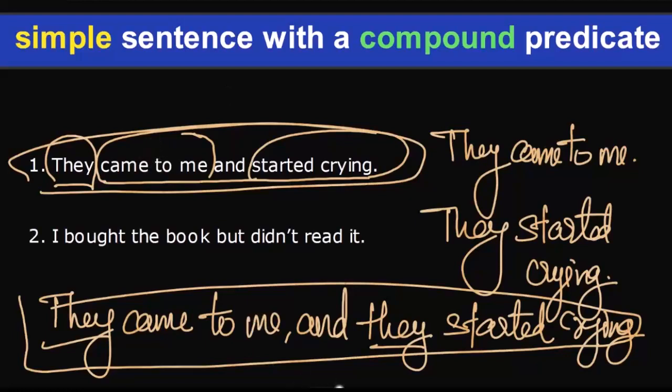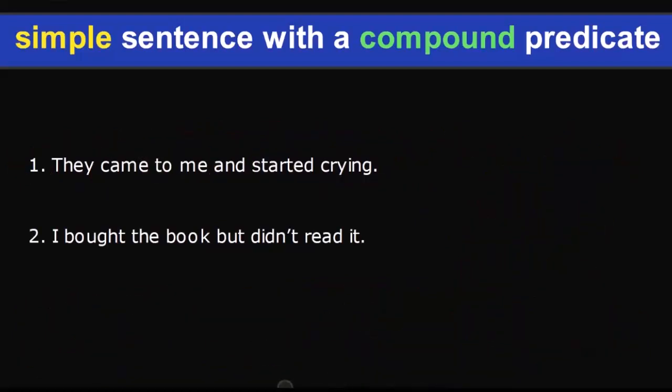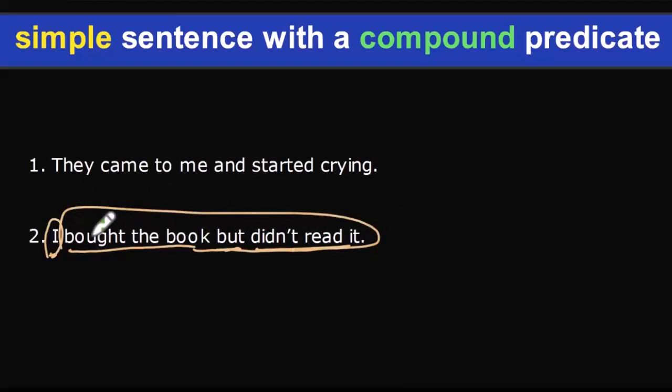All right, let's study the second example. We have two examples, don't worry. I bought the book but didn't read it. So, I is the subject. I did two things: bought the book, but, contradicting information, didn't read it. I bought the book but didn't read it. So this is my compound predicate, and it has two predicates in it. Bought the book is the first predicate. Didn't read it is the second predicate, and but is a conjunction here. Both these predicates are sharing the same subject, which is I.